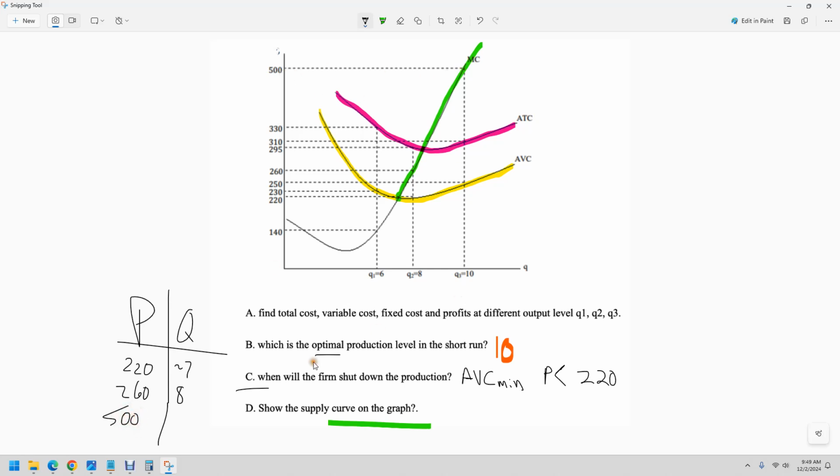500, follow that over to 10. And this is actually your supply function if this is the only firm. And if this is exactly like other firms, you just multiply those quantities by the number of firms in the market.